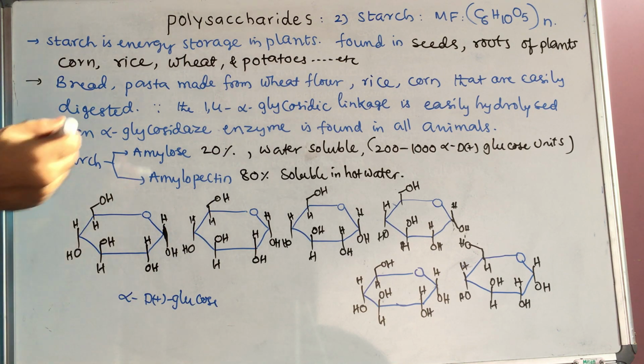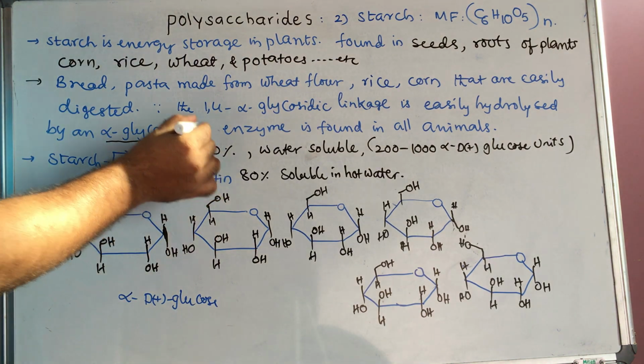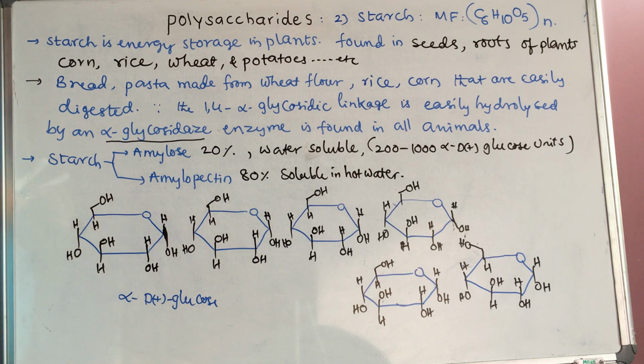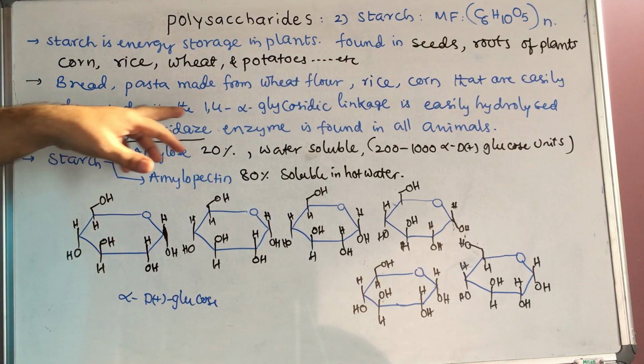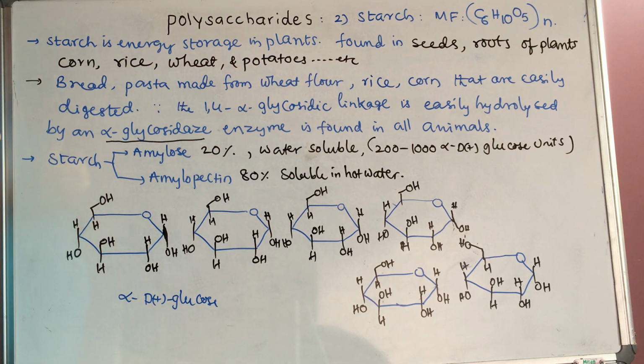In cellulose, the beta glycosidase enzyme is not present in all animals. Only a few can easily digest cellulose, but not all. But this alpha glycosidase enzyme is found in all animals. That's why starch is easily digestible compared with cellulose. Only ruminants and some other animals like termites digest it, because the beta glycosidase enzyme is present in them. That's why cellulose is digested only by some, but starch is digested by all animals.